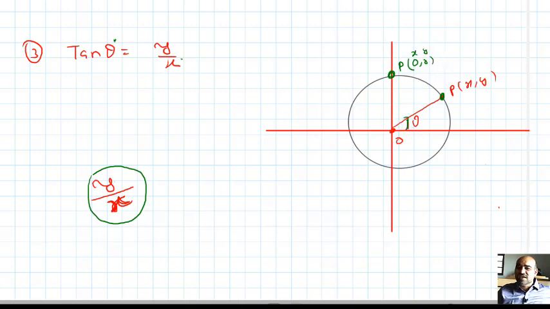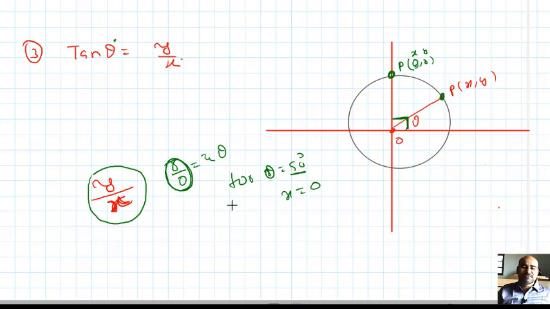Understood? What is the angle here? 90 degree. If your angle is 90 degree, your OP is on the y axis. So the coordinates of P become 0 comma r. Here x equal to 0. For theta equal to 90 degree, you are getting x equal to 0, and if x equal to 0, this fraction is not defined. For this angle, y equal to r only. That is not a big problem. If theta equal to 90, tan theta equal to r by 0, and r by 0 is not defined. That is why when theta is 90 degree, tan is not defined.